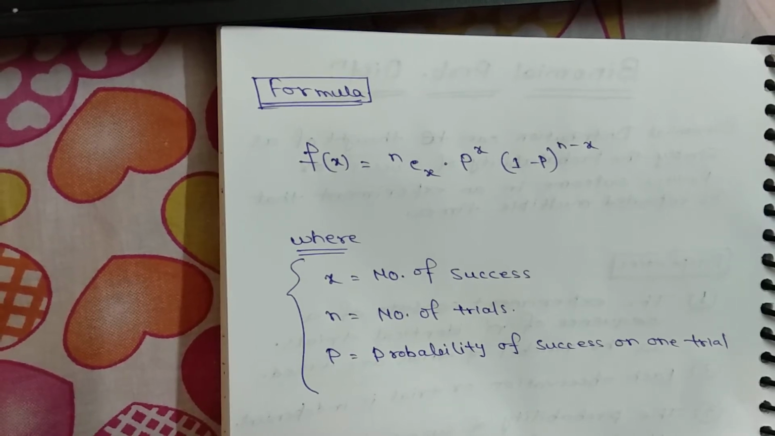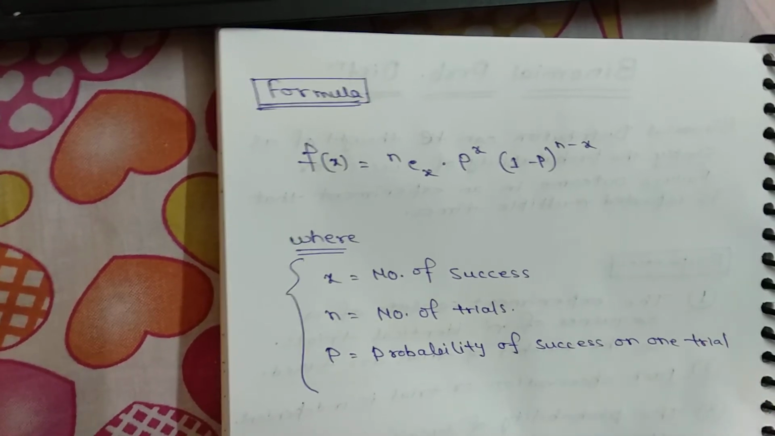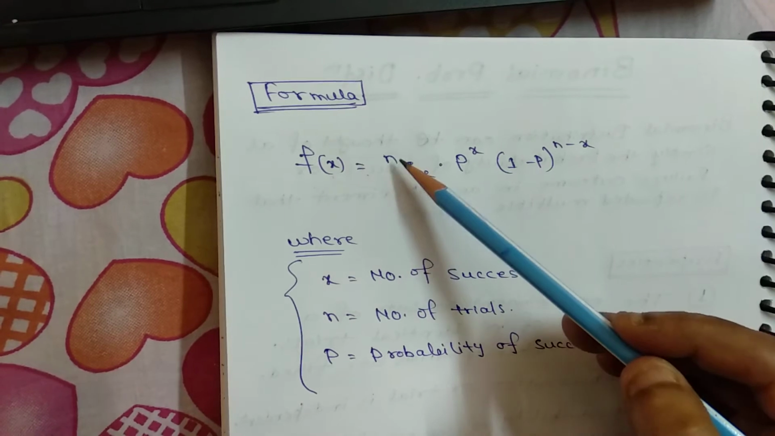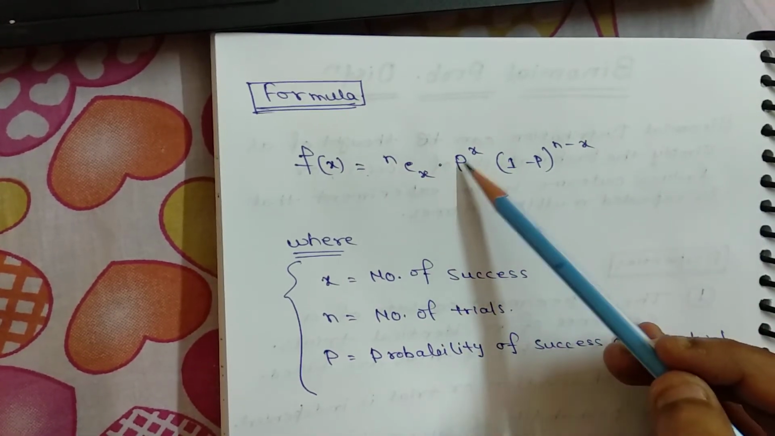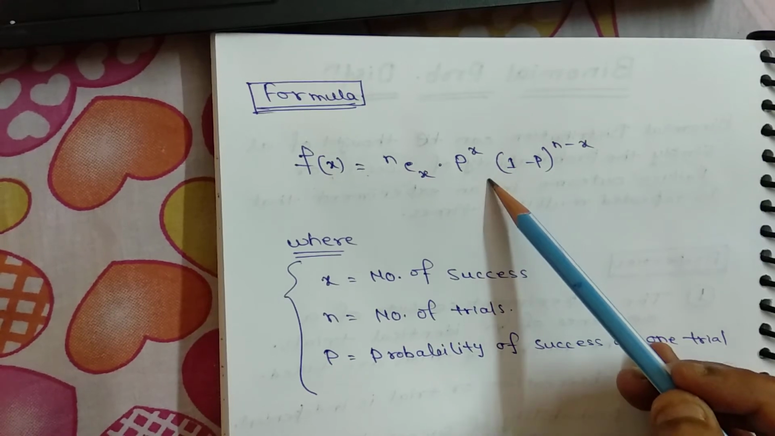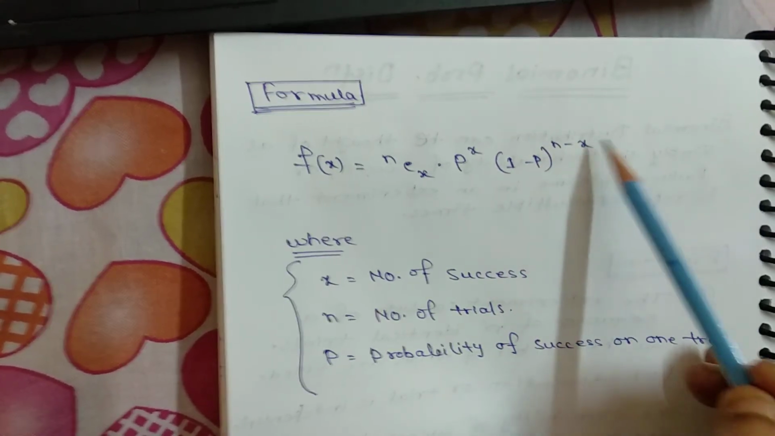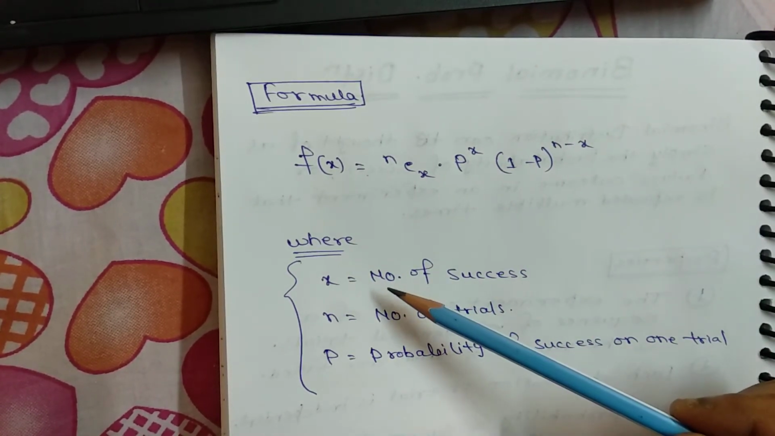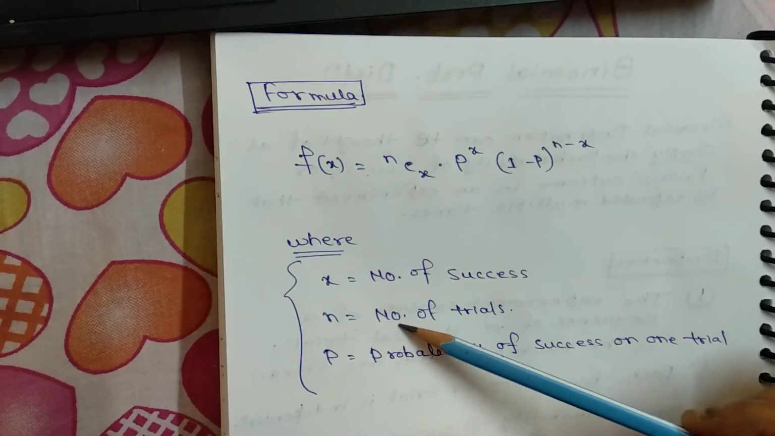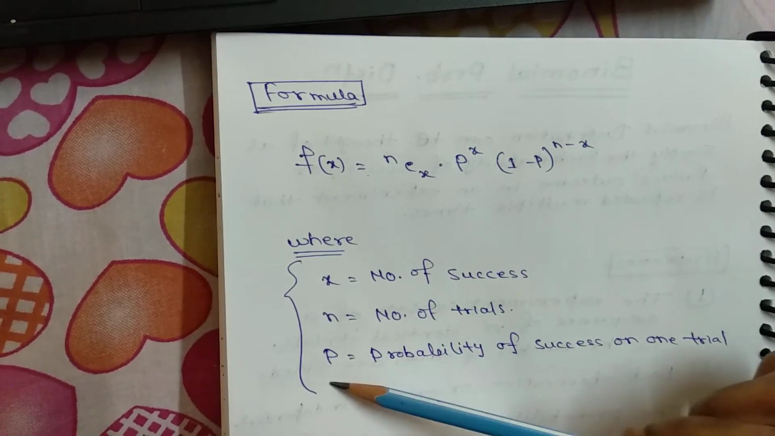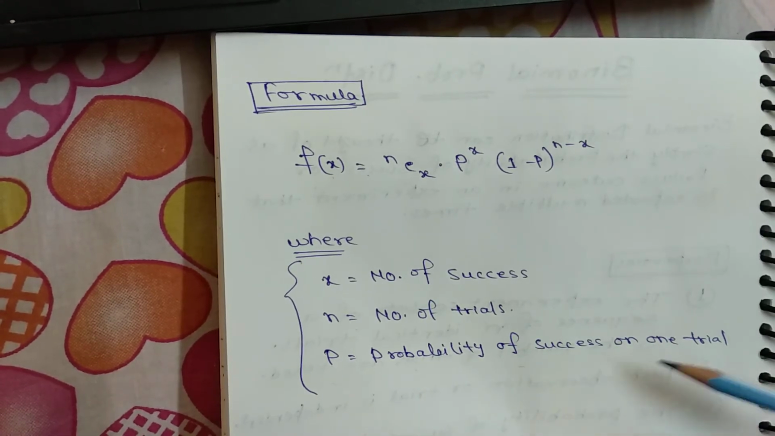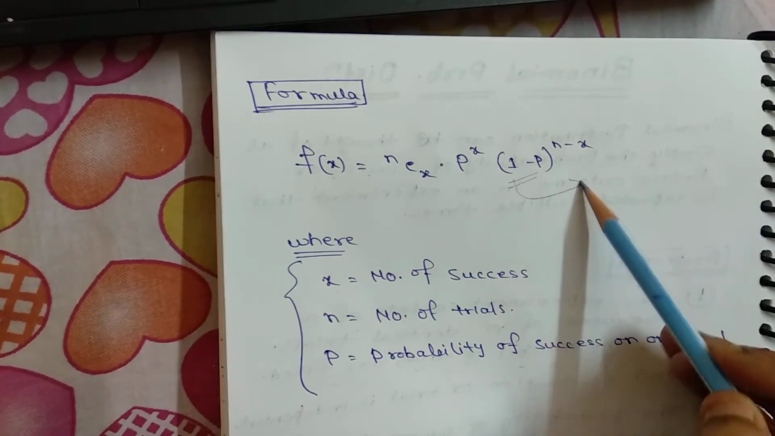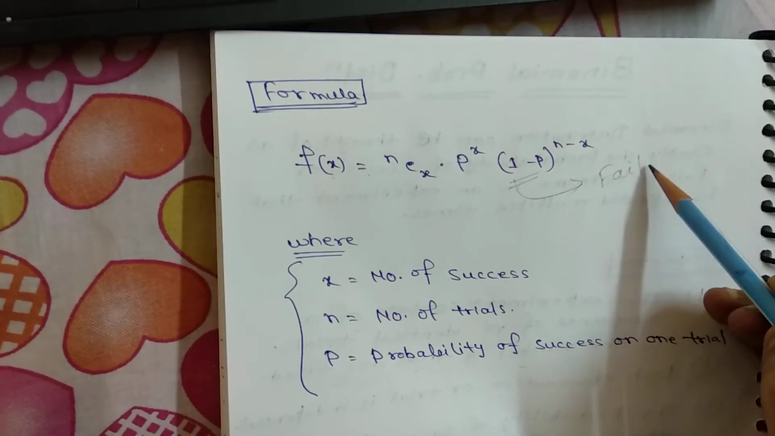Let's take the formula of binomial probability distribution. The formula is denoted as f(x), the probability distribution, is equal to nCx into P to the power x, into (1 minus P) whole power n minus x. So what is the symbol denoted here? x denotes number of successes, n denotes total number of trials, P denotes the probability of success on one trial. So what is 1 minus P? 1 minus P is the probability of failure.